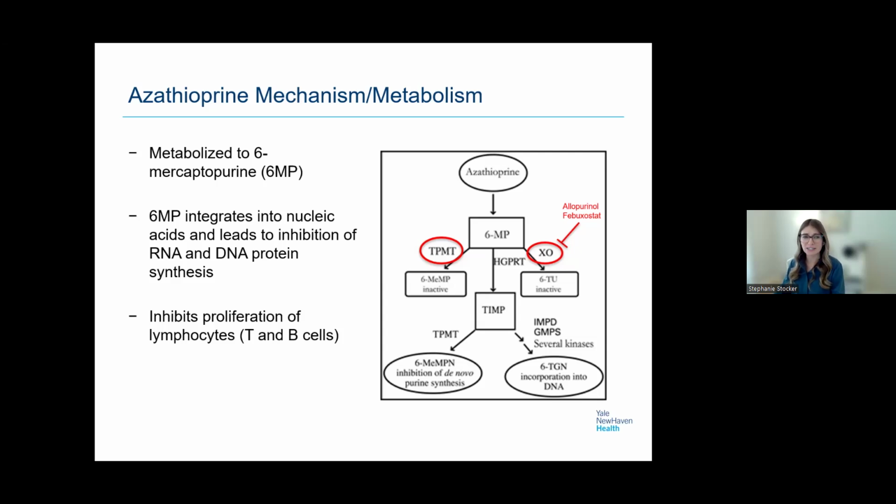Our other anti-metabolite option is azathioprine. Azathioprine is metabolized into 6-mercaptopurine, which integrates into nucleic acids, and it ends up inhibiting RNA and DNA protein synthesis, and it inhibits lymphocytes. And one of the big things to take away here is, one, xanthine oxidase is a really important enzyme in the metabolism of 6-mercaptopurine. And so when we put patients on allopurinol or febuxostat that inhibit xanthine oxidase, we end up with more drug being shifted down into toxic metabolic pathways. And so we see a lot more side effects.